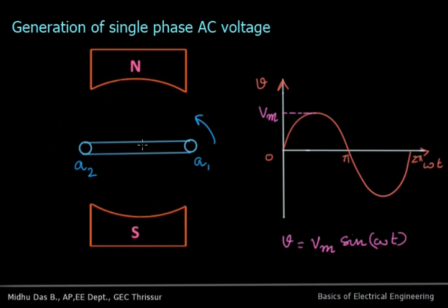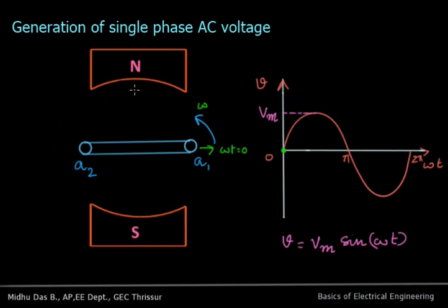As you all know, when the conductors A2 and A1 which form the coil are in this position, you consider this position as omega t equal to 0, and the flux linking with the coil is maximum. Here the EMF induced is 0, and as the coil is rotated with an angular frequency omega between the poles, the variation of EMF induced in the coil is sinusoidal.